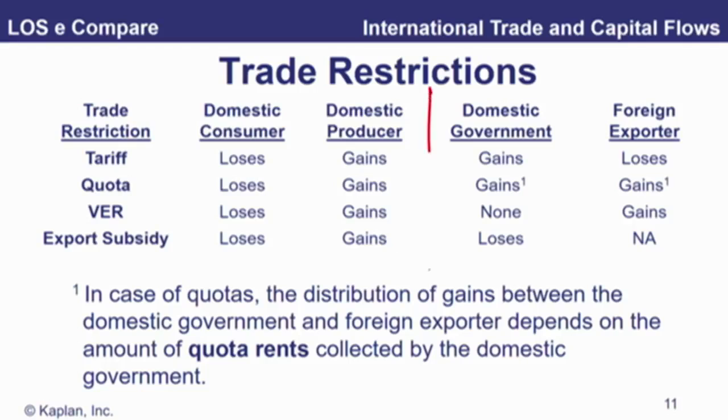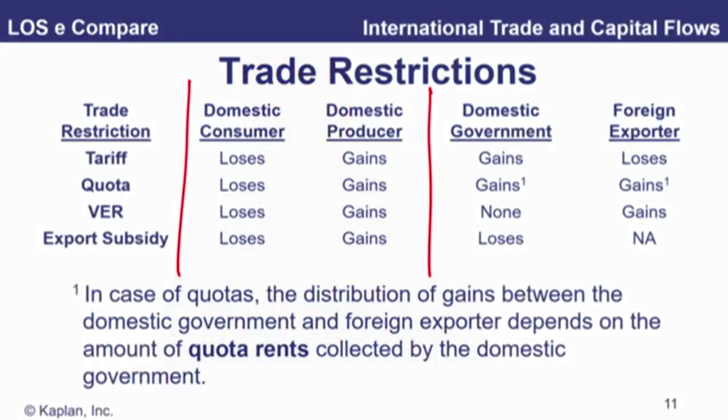Easiest thing to do is to knock out those first two columns. So it doesn't matter what we're talking, tariff, quota, VER, export subsidy, they are trade restrictions. And across the board, a trade restriction will hurt your domestic consumers and benefit your domestic producers. So consumers get hurt, suppliers domestically gain. So there's really nothing else to learn there. The government, I think this is easy as well. The government gains from a tariff because they're getting tariff revenue.